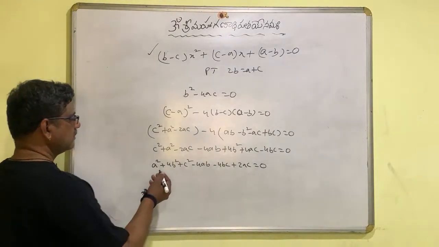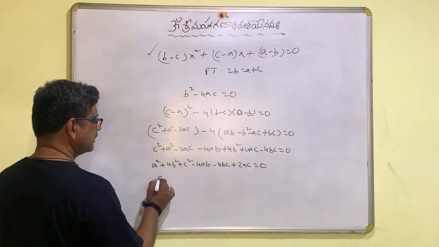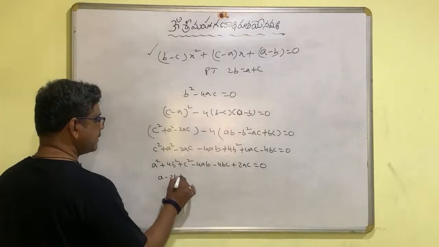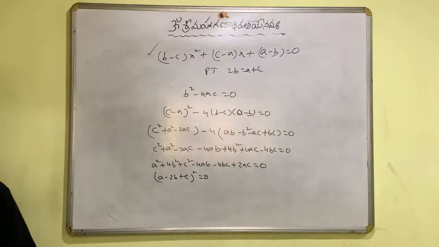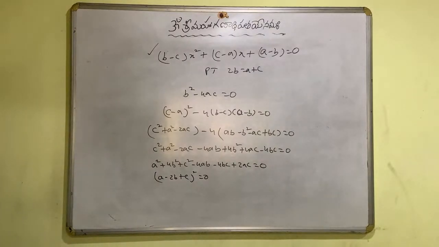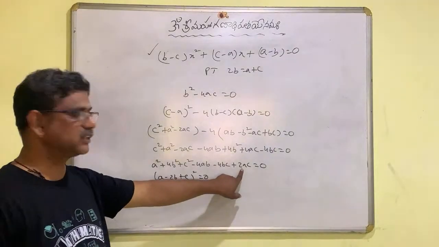Okay. So this one is nothing but (a minus 2b plus c) whole square. A minus 2b plus c whole square. It is not (a plus 2b plus c) whole square. It is (a minus 2b plus c) whole square because ac is positive.